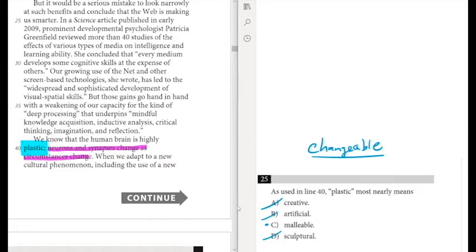So the answer for 25 is going to be C. If we didn't know the word malleable, we could get rid of the other three answer choices. Or if you do happen to know that word, it exactly means that. It means changeable, plastic, something that can easily go with the flow and change forms. And once again, the answer for 25 is C.